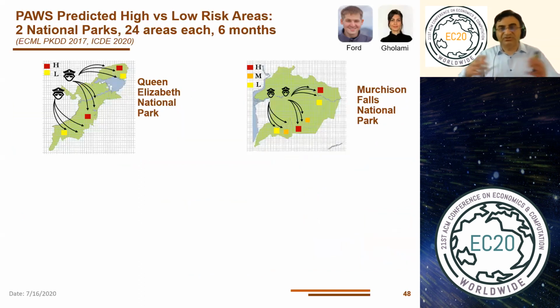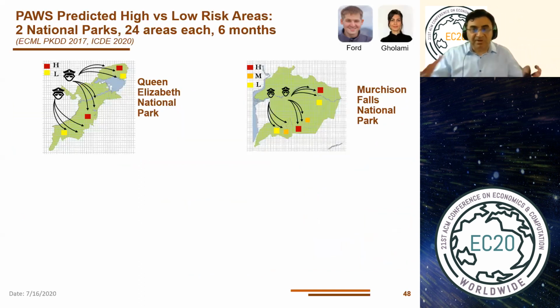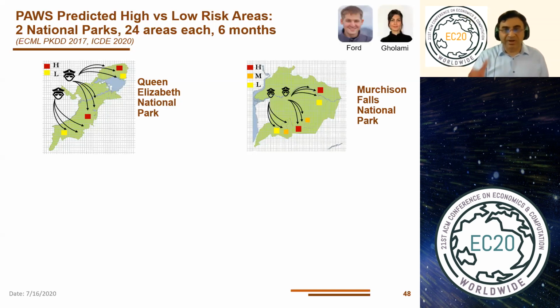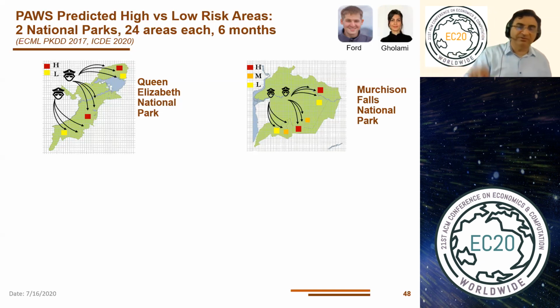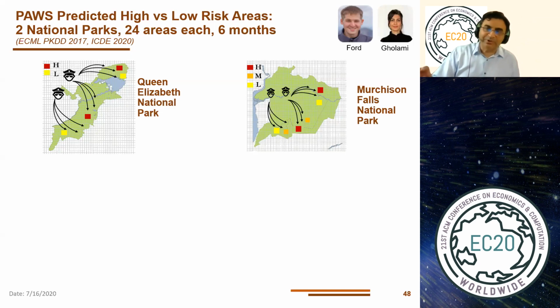Then came the chance to actually do a large-scale test. So this was a test in two national parks in Uganda, run for six months. We selected 24 areas in each national park. We predicted some of these to be high risk, more snares found, some to be low risk, less snares found. The key being that if you said for any infrequently patrolled area you're going to find snares, that's not useful. We need to be able to discriminate. Some of these infrequently patrolled areas are high risk and some are low risk. And that was the goal here.